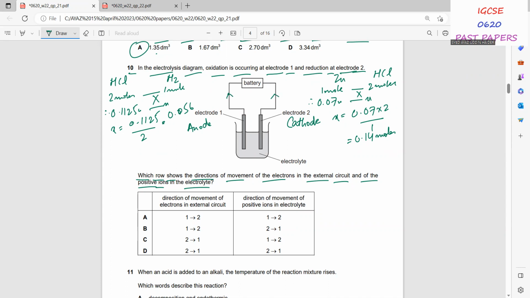So either A is correct or B is correct. What about the movement of positive ions? Positive ions will move from 1 to 2. So A will be the right answer here.